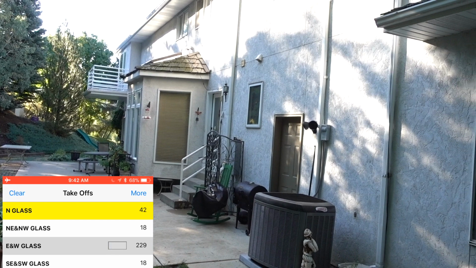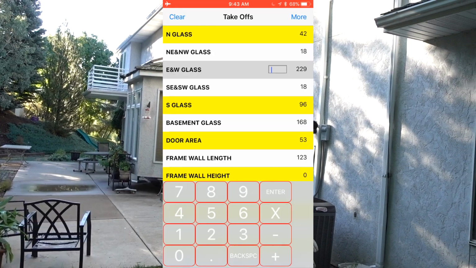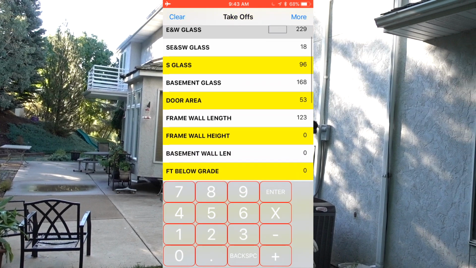Now we need to get a measurement of this side of the house. 21 and 27. Okay, so we got 21 and 27. That's 48. So I'm going to go down to frame wall length and just go 48 plus. And that should be the entire perimeter, it's 171 feet.